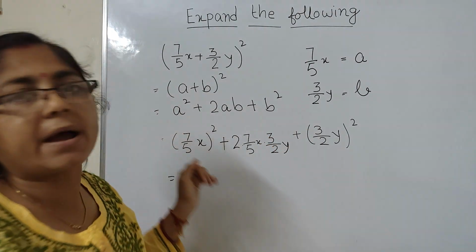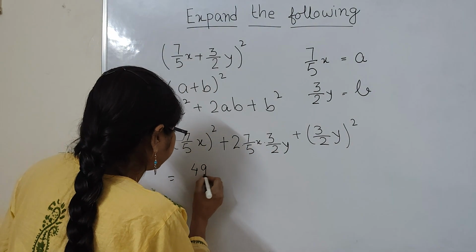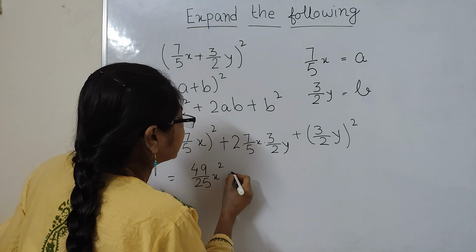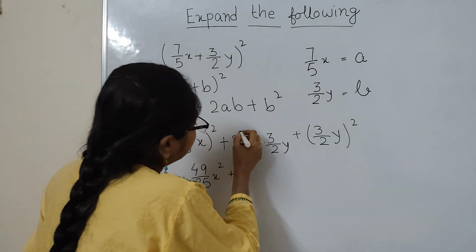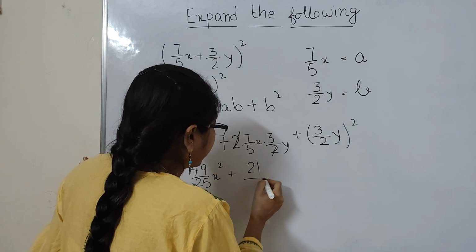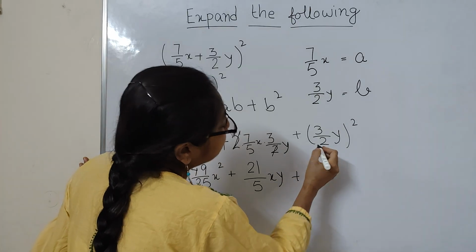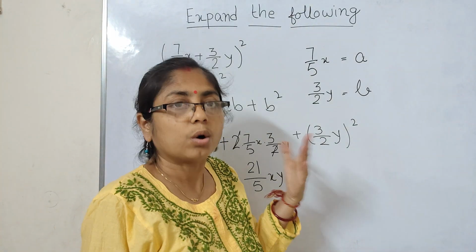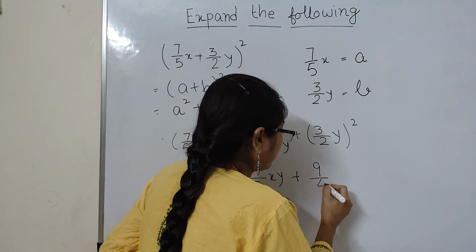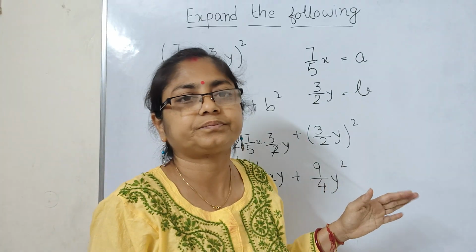Then (7 by 5) whole square means 49 by 25 x square. Then plus, I cancel this two, this one is 21 by 5 xy, and come to the B part, (3 by 2y) whole square means it is 9 by 4 y square. It is the expanded form.